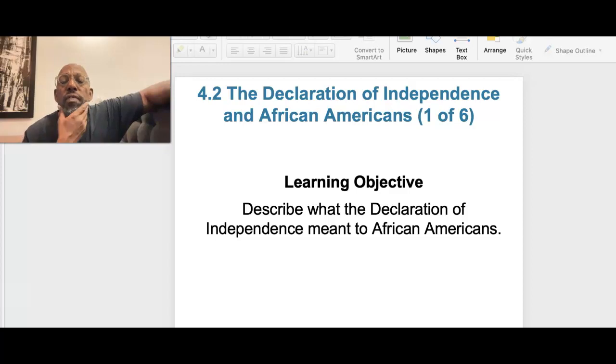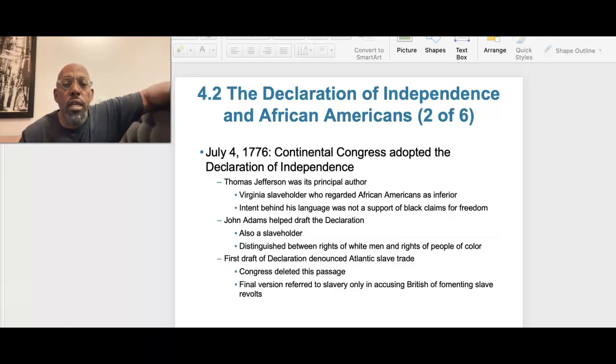So let's talk about the Declaration of Independence and African Americans. Describe what the Declaration of Independence meant to African Americans. All right. So on July 4th, 1776, the Continental Congress adopted the Declaration of Independence. So all of you have heard about this. You've read about it in textbooks. You've even probably seen images of it over the course of your life. So let's talk a little bit about it.